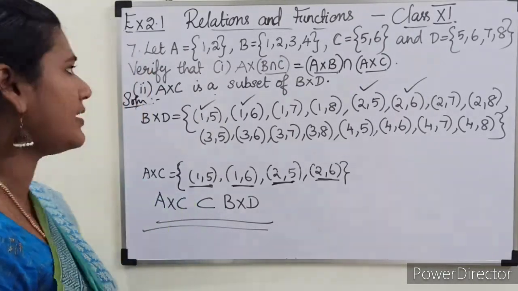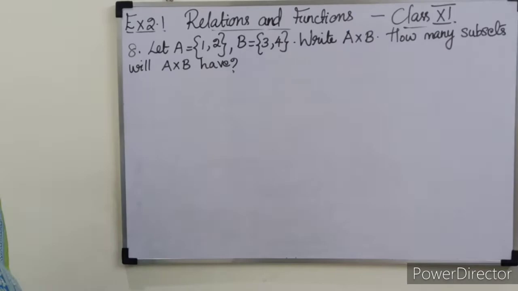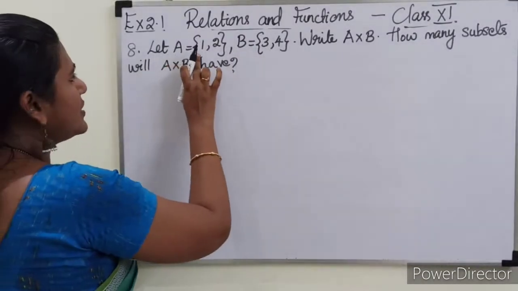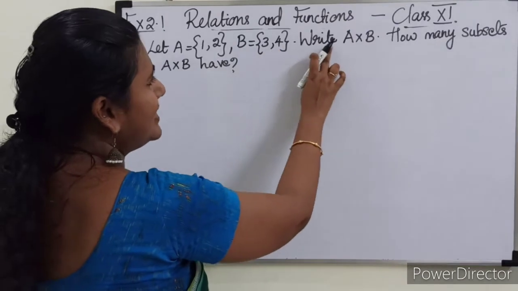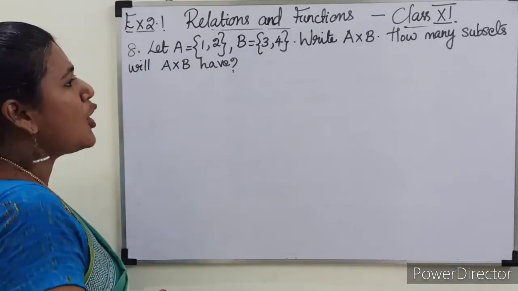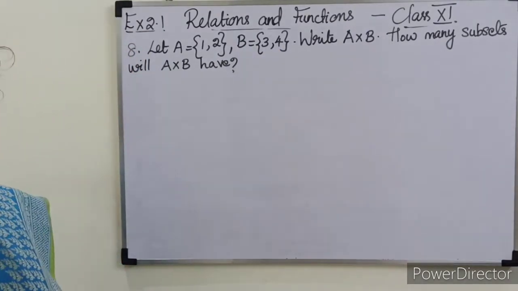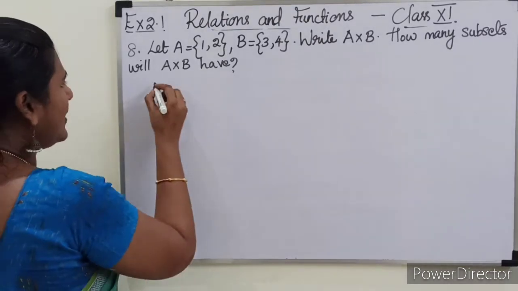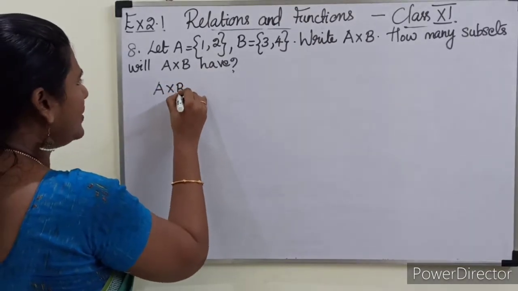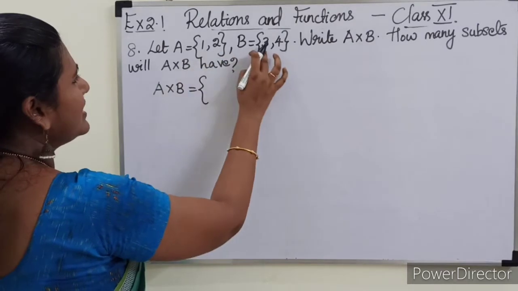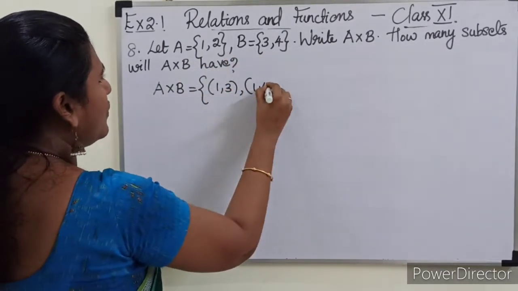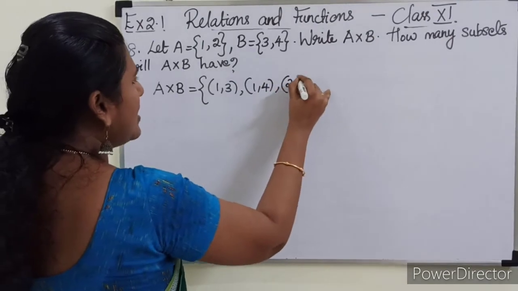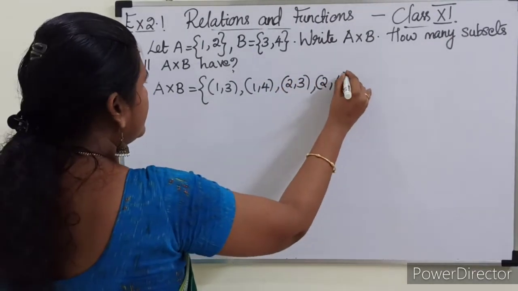Now the next question, question number 8. Let A is equal to set {1, 2} and B is equal to set {3, 4}. Write A cross B. How many subsets will A cross B have? So first we will find the A cross B value, that is the cross product of these two sets. So (1,3), (1,4), (2,3), (2,4).